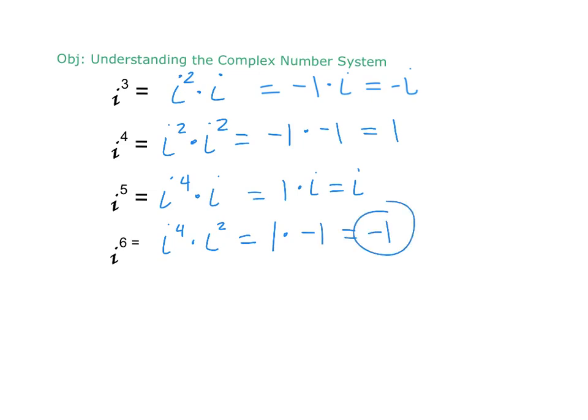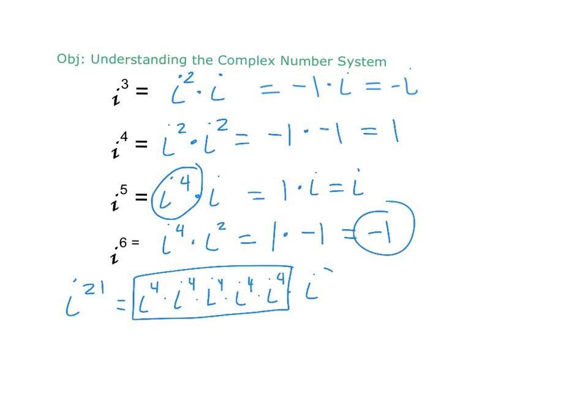So if you notice, all our answers are either i, 1, negative 1. And it's this cyclical thing, because basically every i to the fourth gets pulled out, right? So let's say I had i to the 21st. We're going to take out all the i to the fourths: i to the fourth, i to the fourth, i to the fourth, i to the fourth, so that's 16, 20, and then one more. All of these are just 1, so we're left with i.